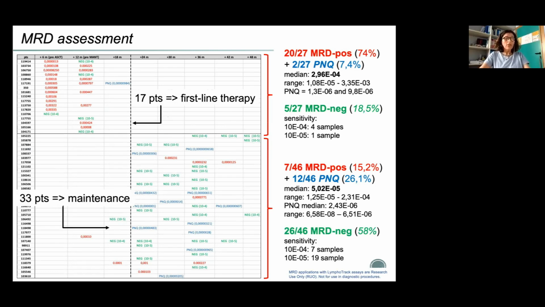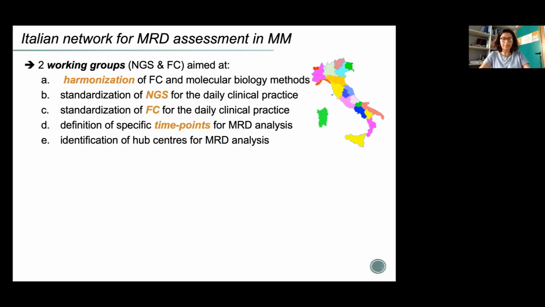Important to note, there is a subgroup of patients highlighted in blue here that, after lots of internal discussion, we decided to report as positive, not quantifiable, since the sequencing results were positive, but the statistical confidence of the results was not sufficient to consider the quantification reliable. The minimal residual disease in these cases was mostly very low, and these cases were prevalent during maintenance.